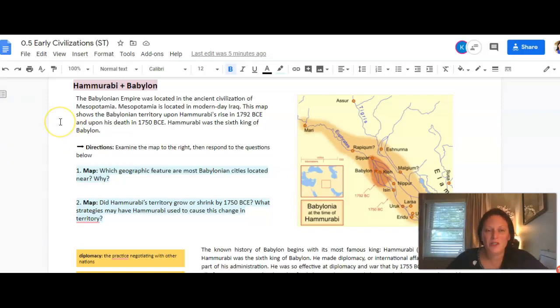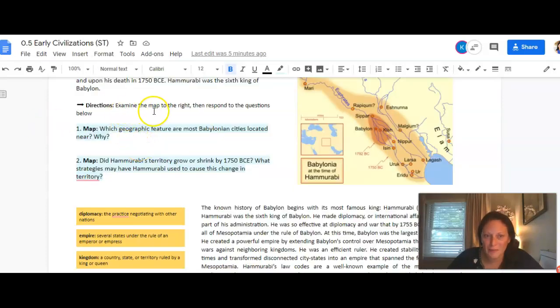Okay, so this section is on Hammurabi in Babylon. So the Babylonian Empire was located in the ancient civilization of Mesopotamia. Mesopotamia, like we learned the other day, is located in modern-day Iraq. So here is a map, and it shows the Babylon territory upon Hammurabi's rise. So Hammurabi is a king at that time, and he was the sixth king of Babylon, actually. So we're going to examine the map on the right and then respond to the questions. Map: which geographic feature are most Babylon cities located near, and why?